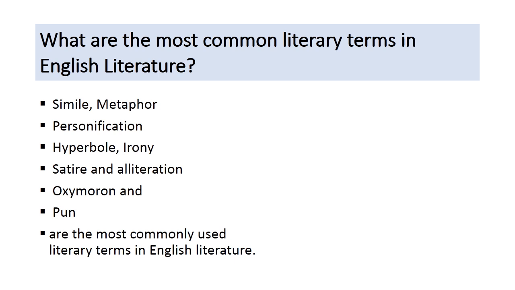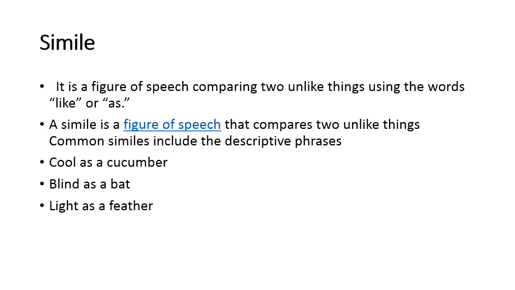Now let's see what the most common literary terms are that are used in English literature. These terms are simile, metaphor, personification, hyperbole, irony, style, alliteration, oxymoron, and pun. So these are the literary terms which are usually used by most writers in literature. So first of all, I will tell you about simile.